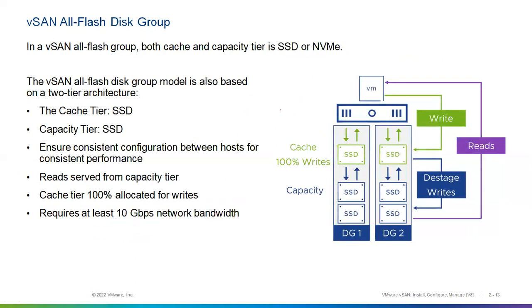Then in an all flash disk group, my cache tier will be SSD. My capacity tier will also be SSD. Okay. So reads are served from the capacity tier directly, and the cache tier is allocated exactly 100% for writes. In this case, there is not much role of the cache tier for reading, because my SSD itself has the capacity to give the read contents directly to my VMs. So definitely we will be getting faster performance.